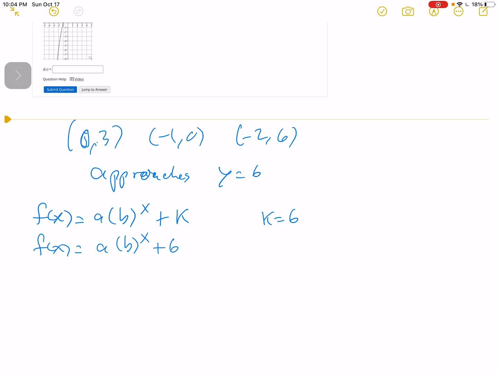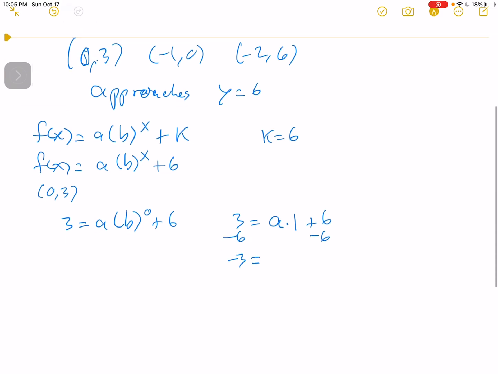Now let's use some information to get some of these other values we don't know, for example, a and b. So for a, let's use the fact that we have the point (0, 3), and that means 3 equals a times b to the 0 power plus 6. So it's 3 equals a times 1 plus 6. We'll subtract the 6 from both sides. Negative 3 equals a. So now we know f of x equals negative 3 times b to the x plus 6.